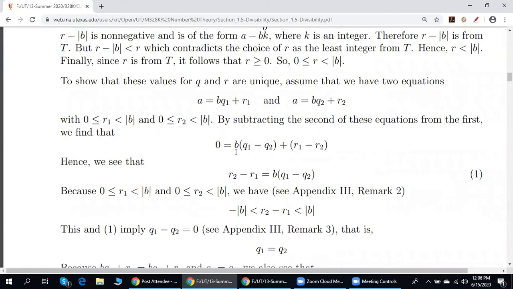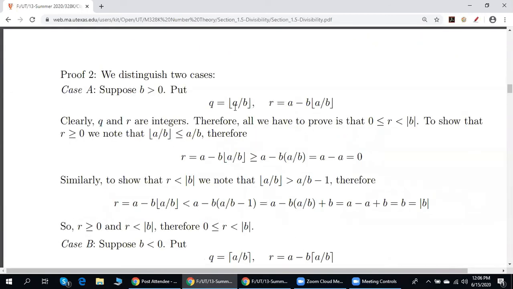Therefore, if q is floor of a divided by b, r is a minus bq. What is floor? Floor is the greatest integer which does not exceed this. So these are explicit formulas for q and r. The question is, is it true that these indeed satisfy this double inequality?